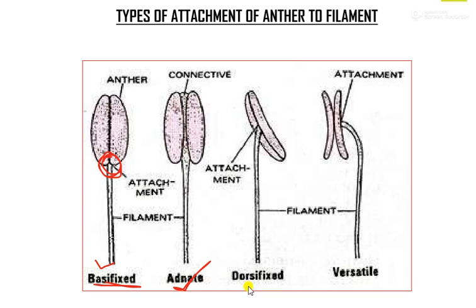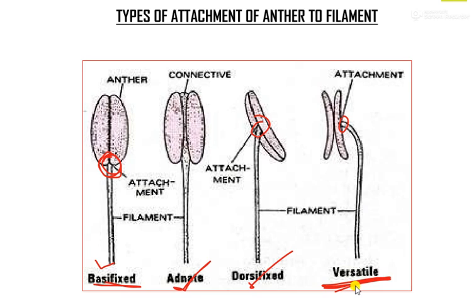In the third type, the filament is attached to the dorsal surface of the anther. Dorsal means the back side of the anther. At this point it is known as dorsifixed. You see the fourth type, which is known as versatile. What happens here? The filament is attached near the middle of the anther, enabling it to swing freely. You can see it is attached in such a way that it can swing freely in air. This is the point of attachment. It is known as versatile.